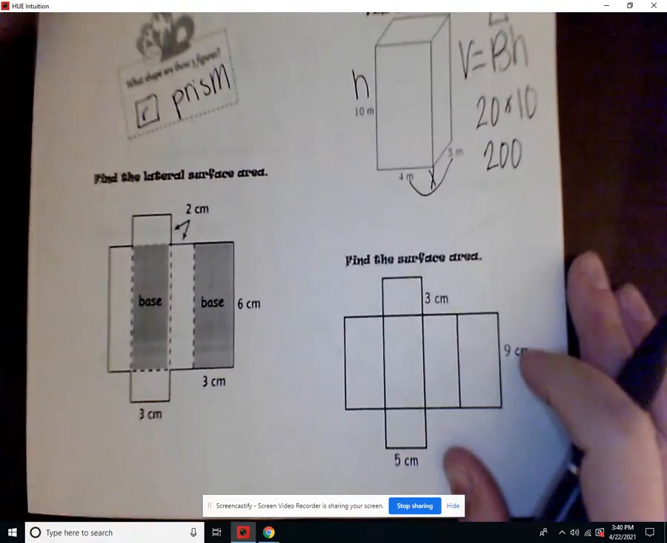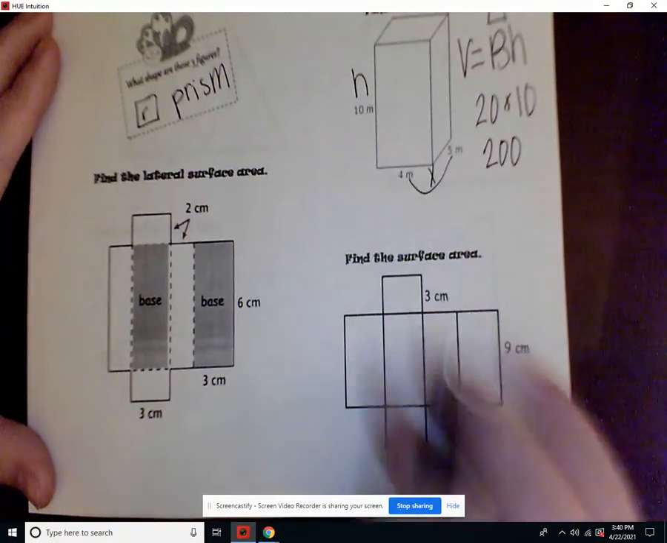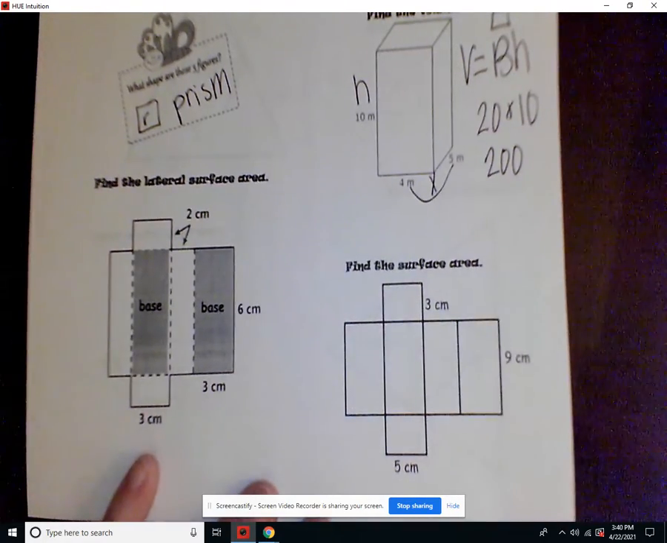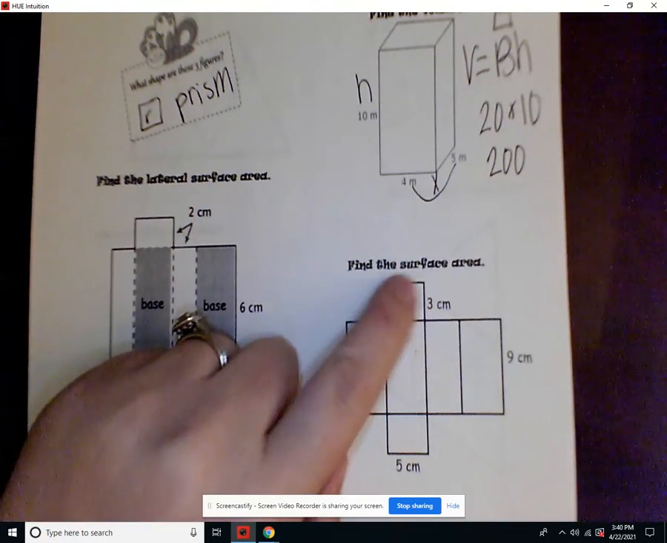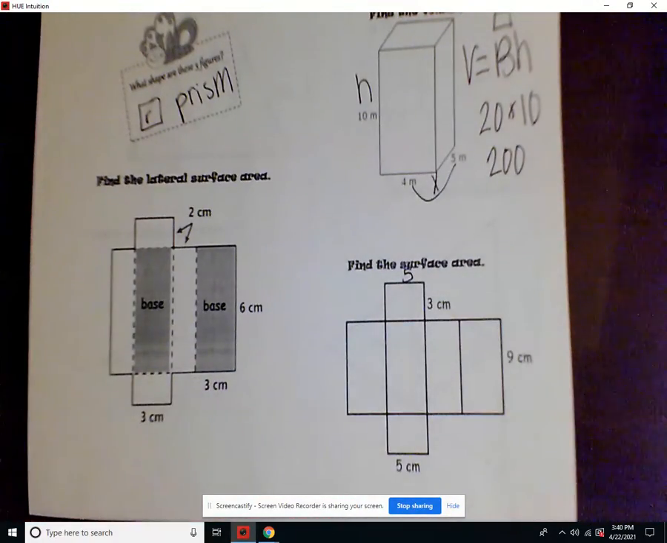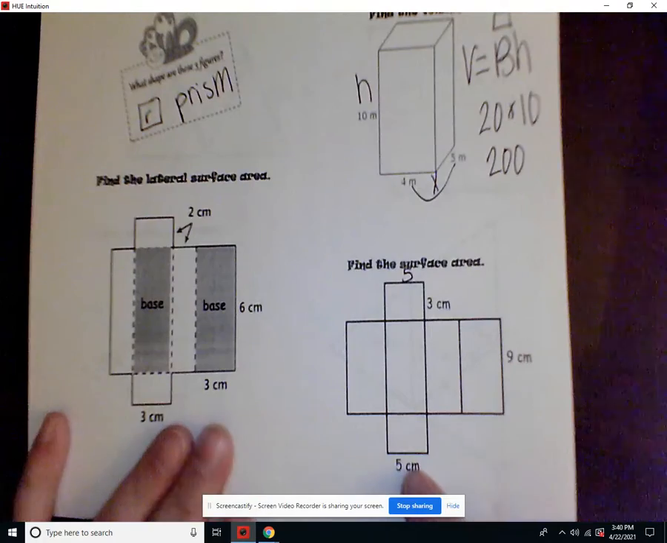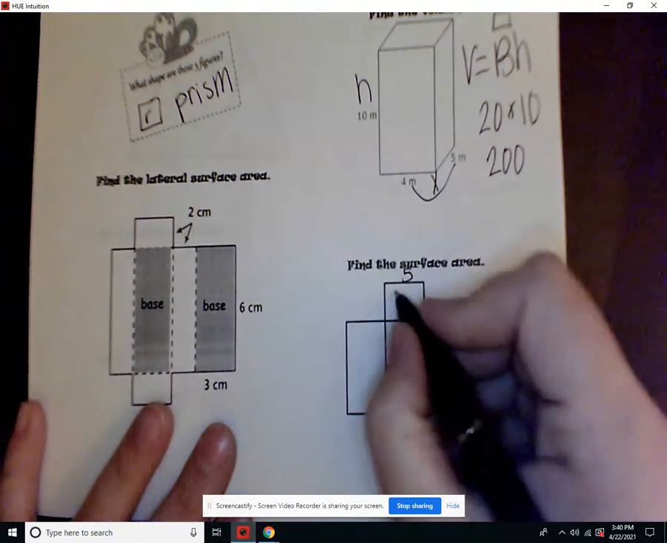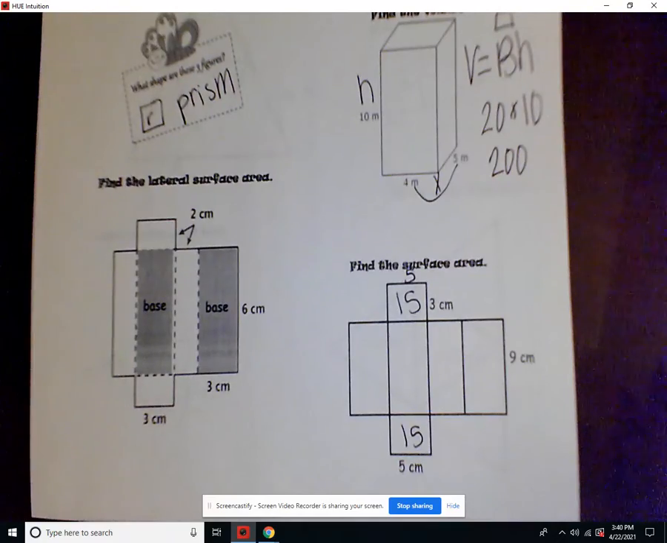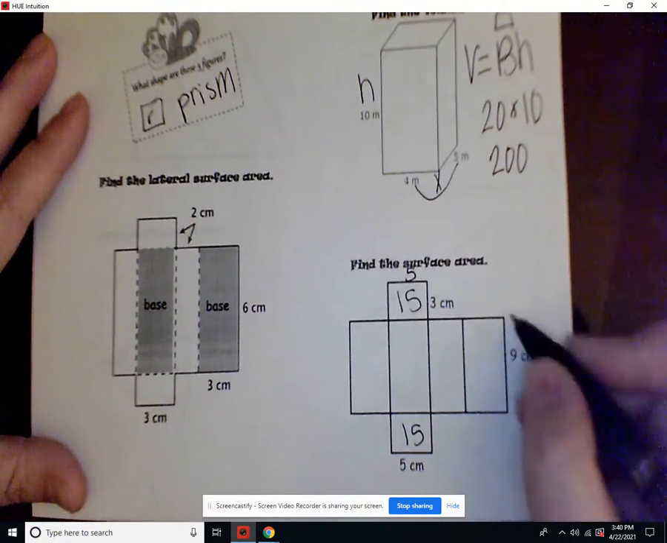Okay, so next we're going to do just a regular surface area. So when it's just regular surface area, it's the area of all the shapes added together. So we have 3 right here on this side, and so the side across from it is 5, because that's not a square, it's a rectangle. And it comes from this figure right here, that's also 5. So this is 15. We have 2 of those. Okay, and then we have 9.